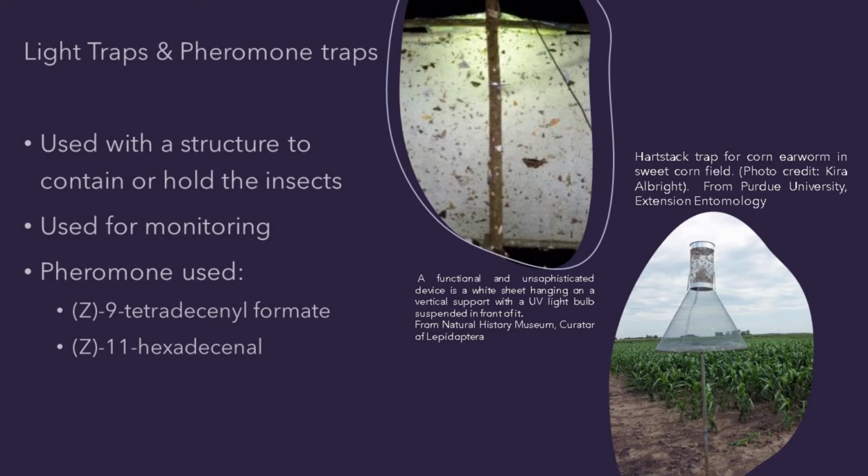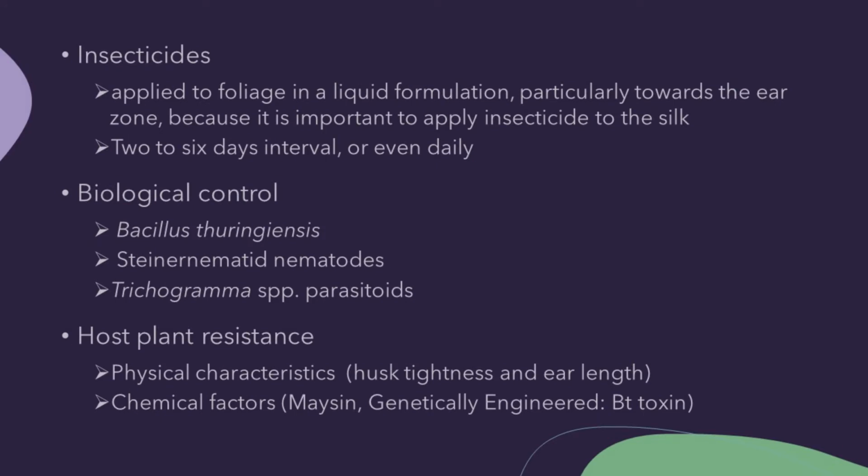And so for the examples of the pheromones used is Z9 tetradecenyl formate and Z11 hexadecenol. To reduce the pest population greatly, we use insecticides, and for corn earworm, it is applied to the foliage in a liquid formulation, particularly towards the ear zone, because it is important to apply insecticides to the silk, as the earworm larvae attack there first. We apply this in 2 to 6 day intervals or even daily, but usually this is dependent on the level of infestation of the earworm larvae.